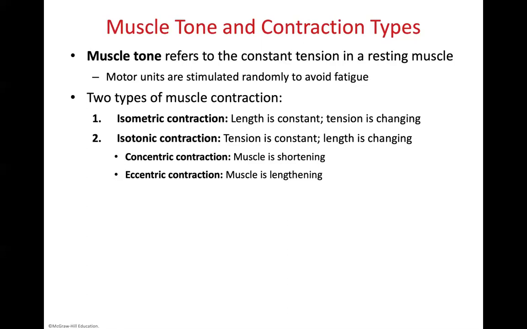Further, there are two types of isotonic contraction. The first one is concentric contraction, in which the muscle is shortening. This would be you picking a baby up from a crib, let's say. And eccentric contraction is when the muscle is lengthening, and that's when you're lowering an object back down, putting that baby back in the crib. This is where muscles are active while they're lengthening.